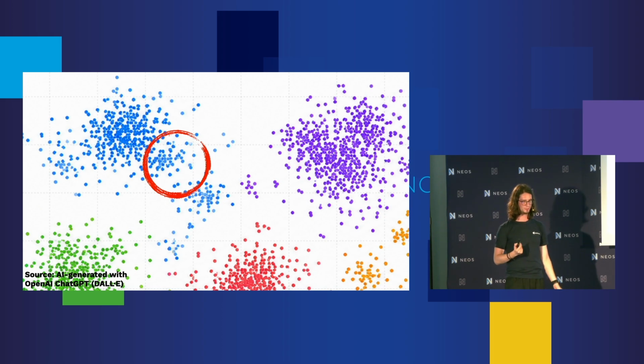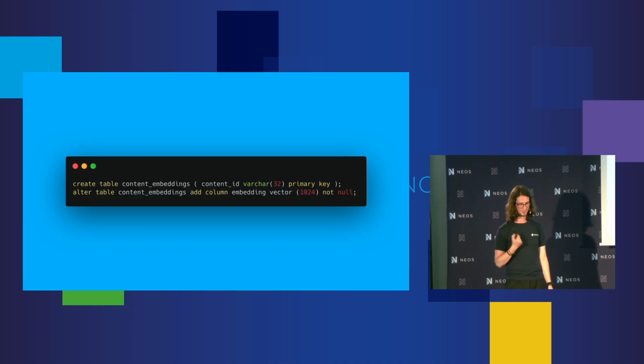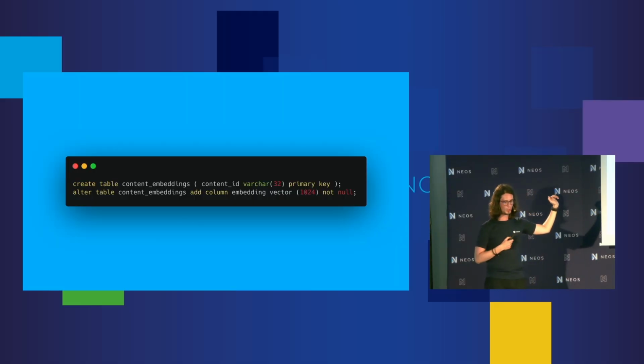Well, let's write some code. It's, as I said, not that complicated. All we do is basically we create a new table, we link it with maybe our content. It's simplified SQL, don't look too close at it. And then in our content embeddings table, we create another column to store our vectors in it.